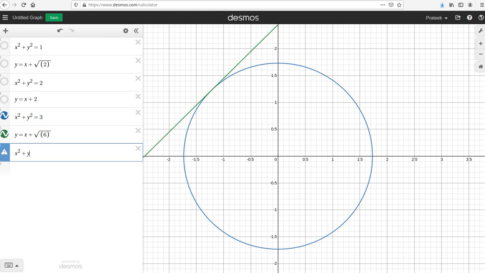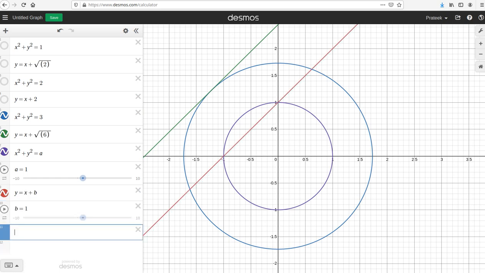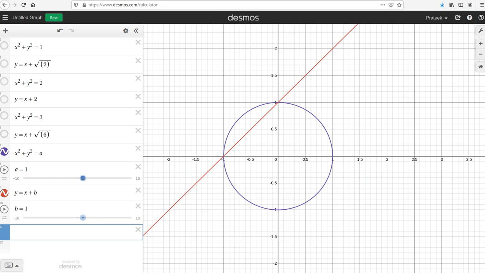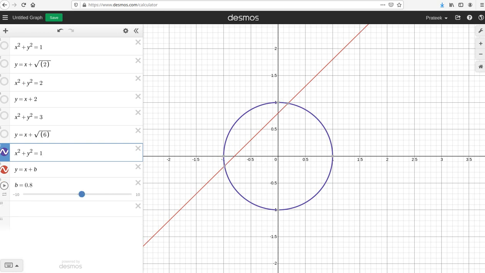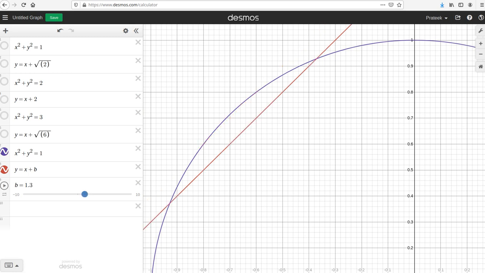which is x squared plus y squared equals a, and you add a slider and you have y equals, say, x plus b, right? So let's fix a. So for example, let's make this 1 and remove the slider, and we add a slider for b, and as this varies, try and find where exactly it is going to have only one solution.